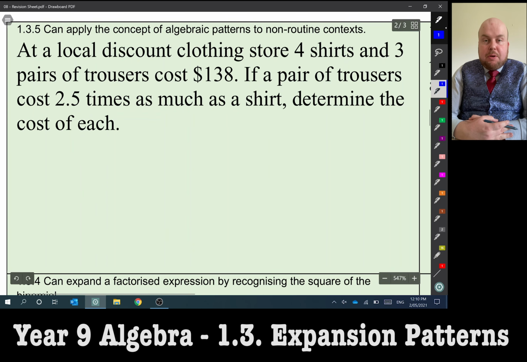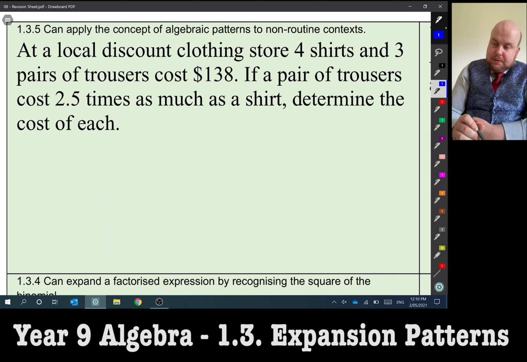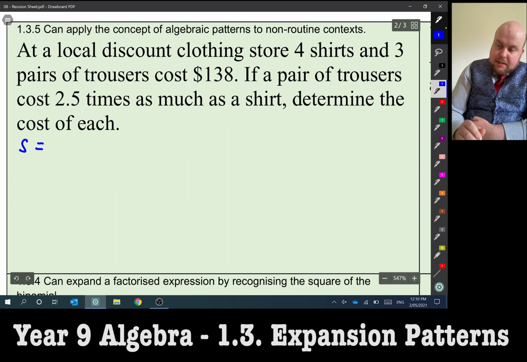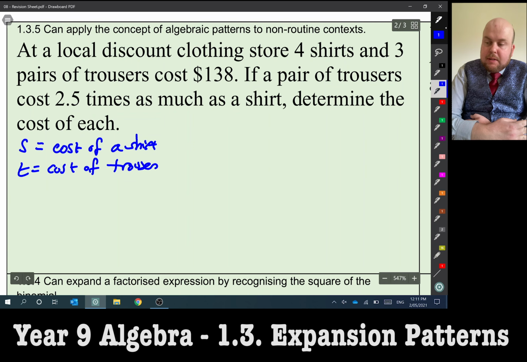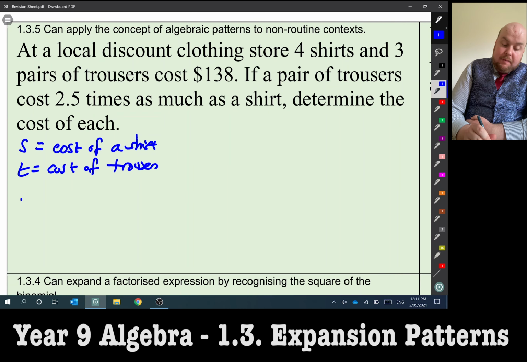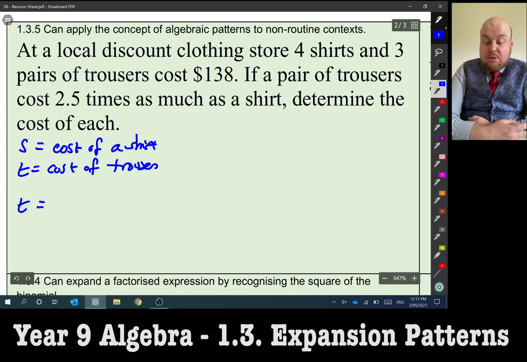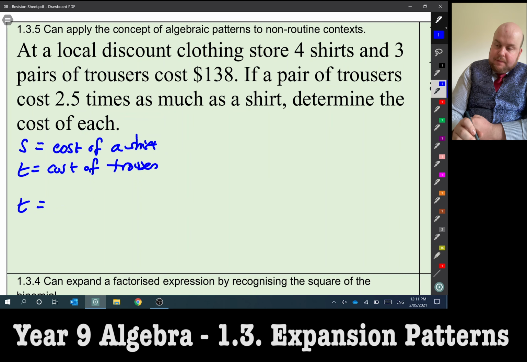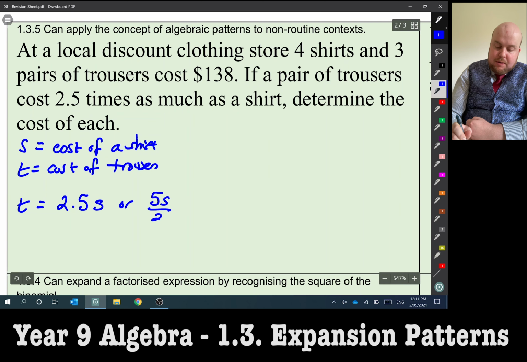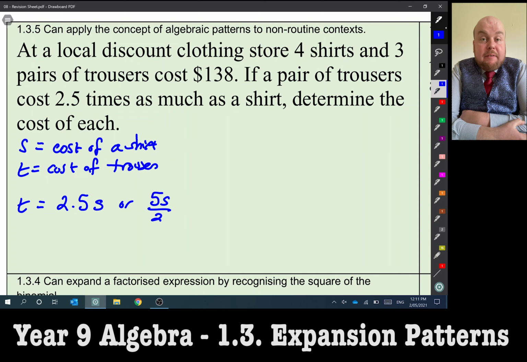So, with word questions, I'm going to define my variables. S is the cost of a shirt, and T is going to be the cost of trousers. So I know that T, the cost of a trouser, is 2.5 times as much as a shirt. So T equals 2.5 times S, or 5S over 2. 2.5 is the same as saying 5 divided by 2.